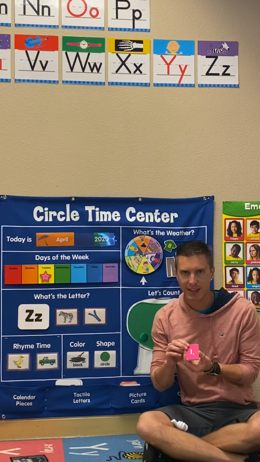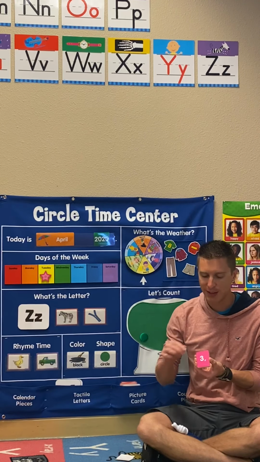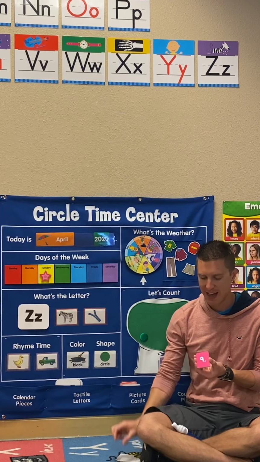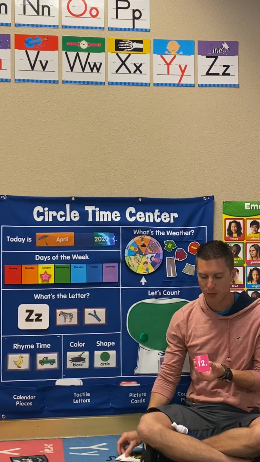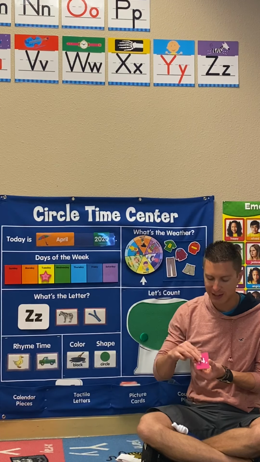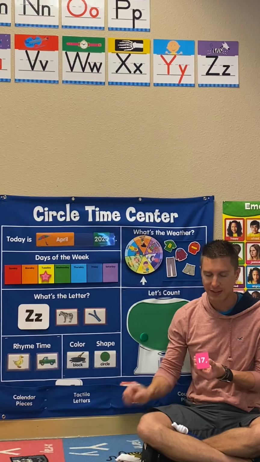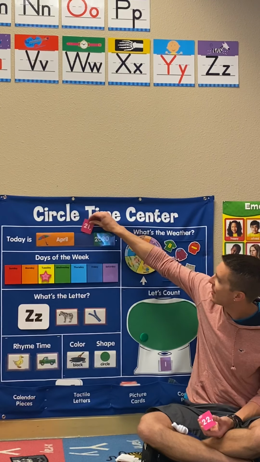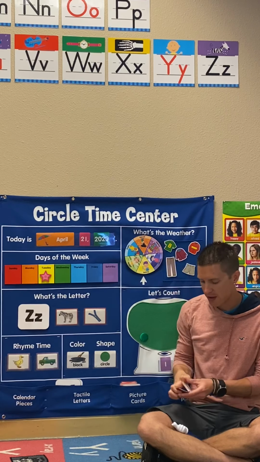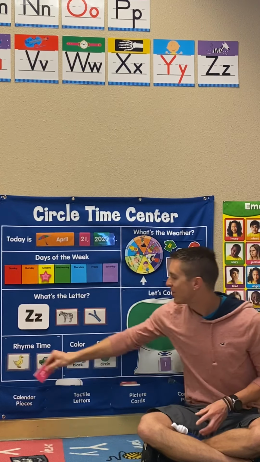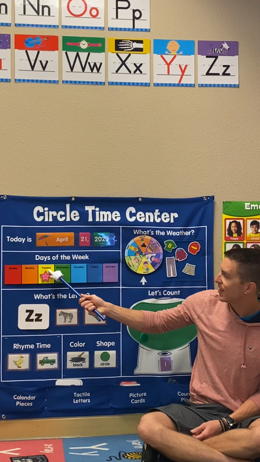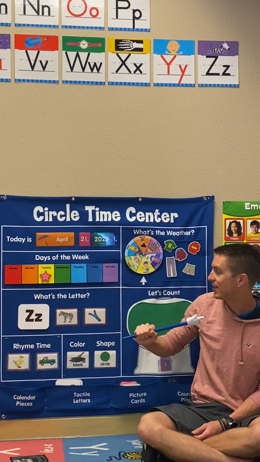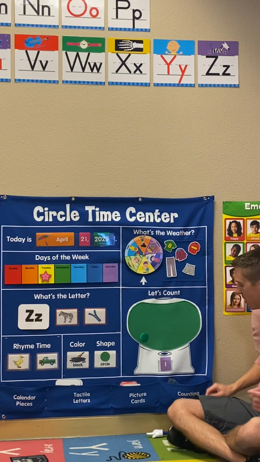All right, let's see if you're right. Let's count them. 1, 2, 3, 4, 5, 6, 7, 8, 9, 10, 11, 12, 13, 14, 15, 16, 17, 18, 19, 20, 21. If you said today was 21, then give yourself a nice pat on the back. Good job. All right, so let's say our day. Ready? Today is Tuesday, April 21st, 2020.